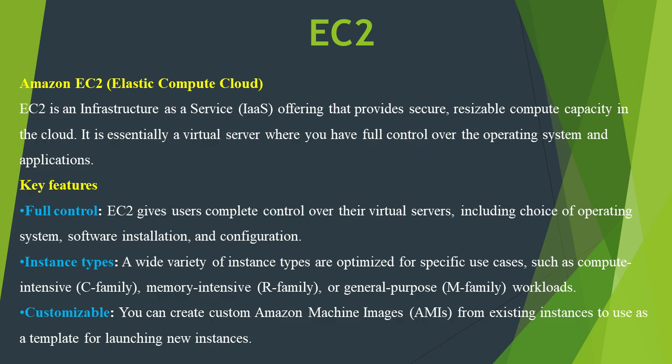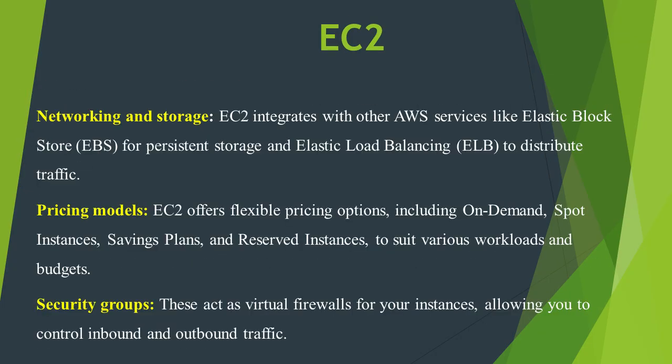Networking and storage: EC2 integrates with other AWS services like Elastic Block Store, which is known as EBS, for persistent storage, and Elastic Load Balancing to distribute traffic. Pricing models: EC2 offers flexible pricing options including on-demand, spot instances, savings plans, and reserved instances to suit various workloads and budgets. Next one is security group. These act as a virtual firewall for your instance, allowing you to control inbound and outbound traffic.